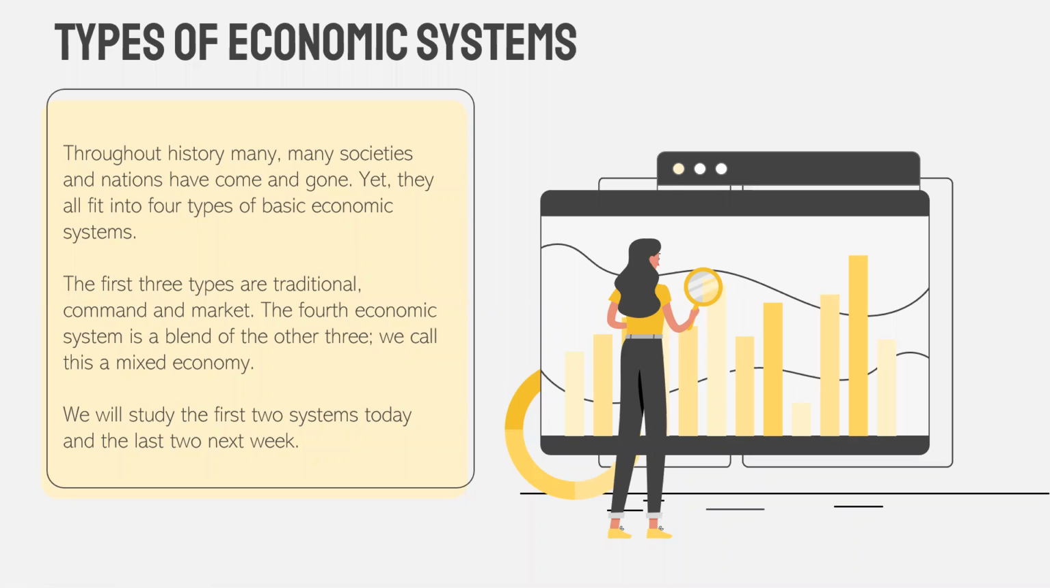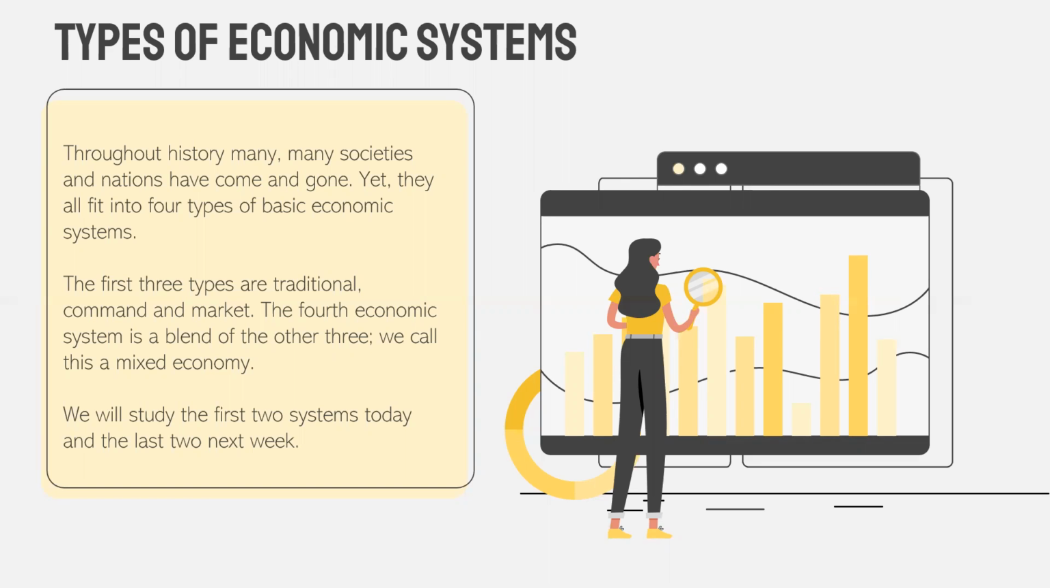So, as we've seen, throughout history, many societies and nations have come and gone. Does the Roman Empire still exist? No. Do the Neanderthals that walked the earth during the Ice Age and lived in caves and didn't have written language still live nowadays? No. Yet, every society has had to develop an economic system, and they all fit into the four types of basic economic systems. The first three types are called traditional, command, and market. You can say either traditional economic system or traditional economy.